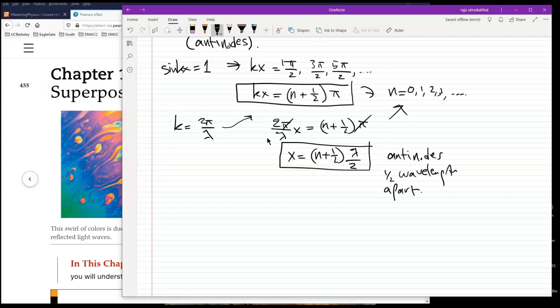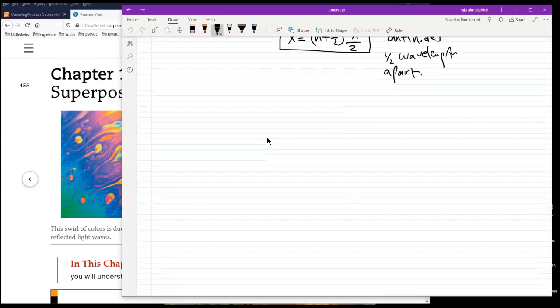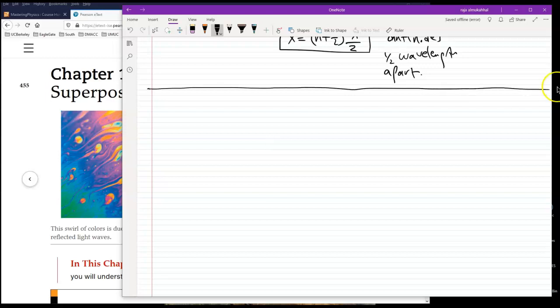Okay, good. Another thing I want to say, the last thing I want to talk about, is the fundamental frequency before we start doing some problems. He talked about it in the video as well.